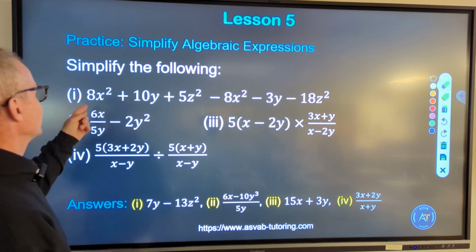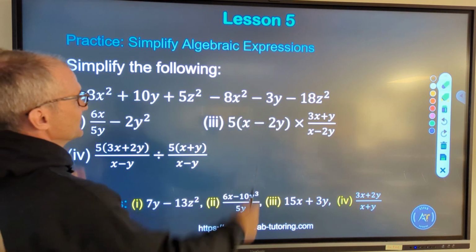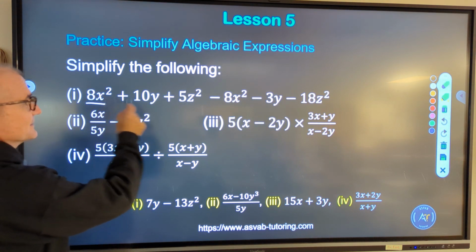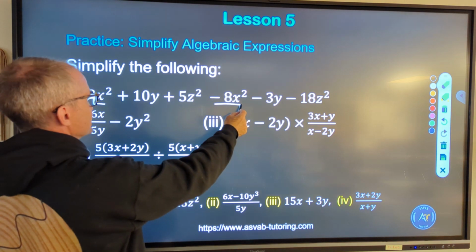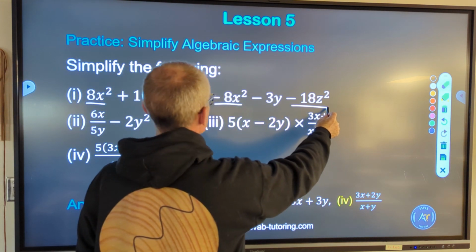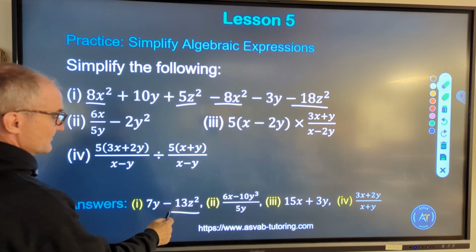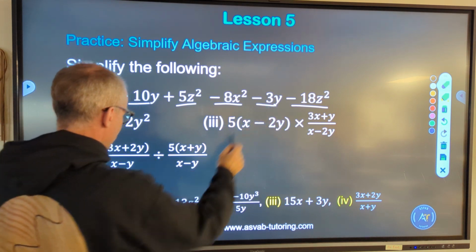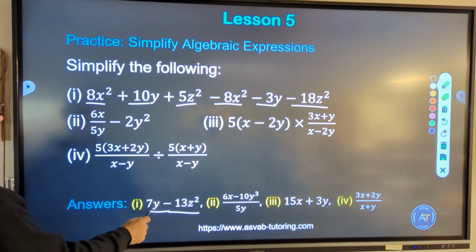All right, number 1, I'm just combining similar terms. There are no parentheses, nothing complex on it. So I'm going to take that 8x squared minus 8x squared, that'll cancel. 5z squared minus 18z squared, it's going to give me that negative 13z squared. And then 10y minus 3y gives me that 7y.